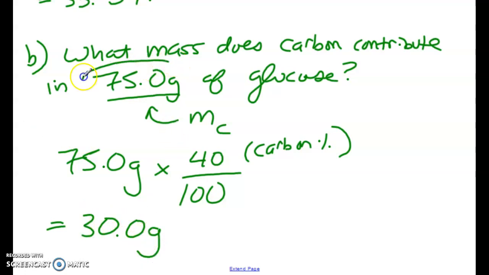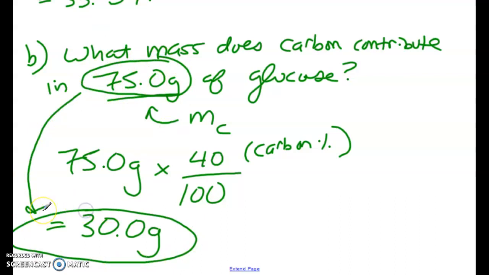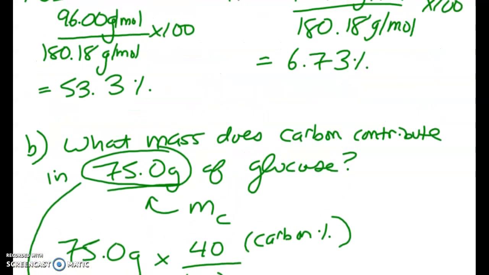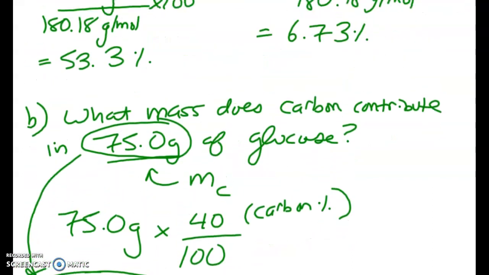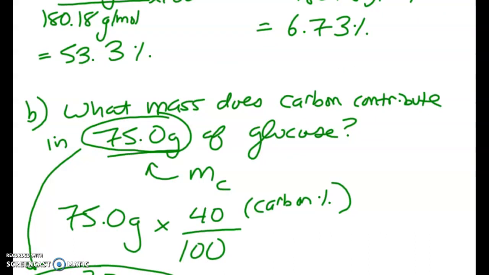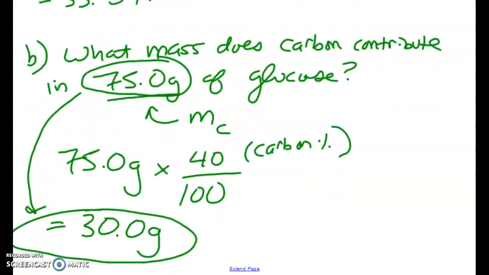Now, because we have a number, the final answer should be in the proper significant digits. So this could have been anything here. So if this was, what was the mass of, let's say, oxygen? This would be 53.3 over 100. So we can figure out, well, how much of the 75 grams is coming from oxygen atoms? So we know out of that 75 grams, 30 grams of that is coming from carbon atoms only.